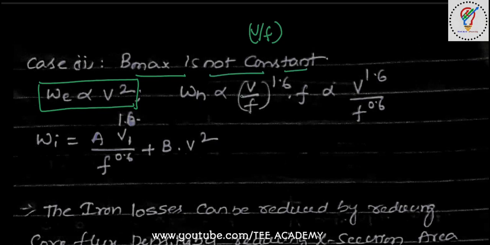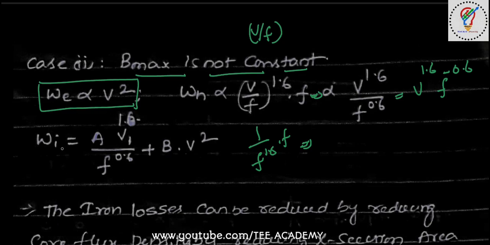Similarly, hysteresis loss is proportional to V by F to the power of 1.6 into F. That implies V to the power of 1.6 into 1 by F to the power of 1.6 into F. If you solve this, you get V to the power of 1.6 divided by F to the power of 0.6. Also we can write it as V to the power of 1.6 into F to the power of minus 0.6. This is the formula.